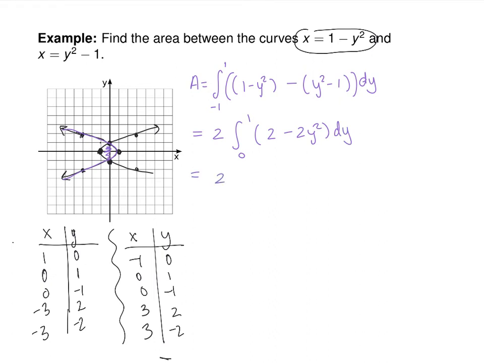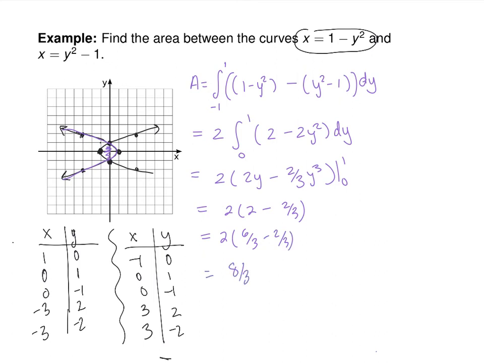So that's 2 times 2y minus 2/3 y cubed, evaluated from 0 to 1, or 2 times 2 minus 2/3, which is the same thing as 2 times 6/3 minus 2/3, which will give us 2 times 4/3, or 8/3.